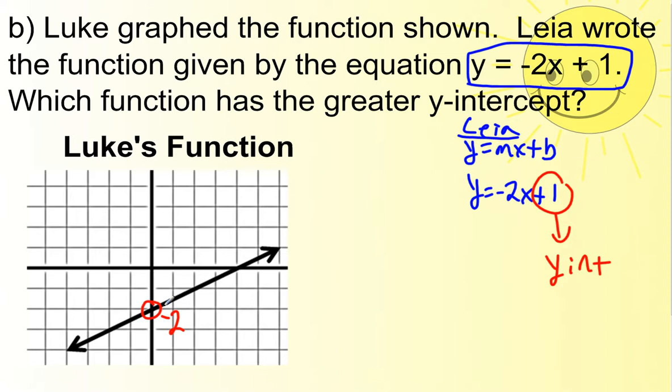So based off the information that we're given, whose function has a greater y-intercept? Well, Leia's does. Leia's crosses at a positive 1. Luke's crosses at negative 2. Leia has the function with a greater y-intercept.